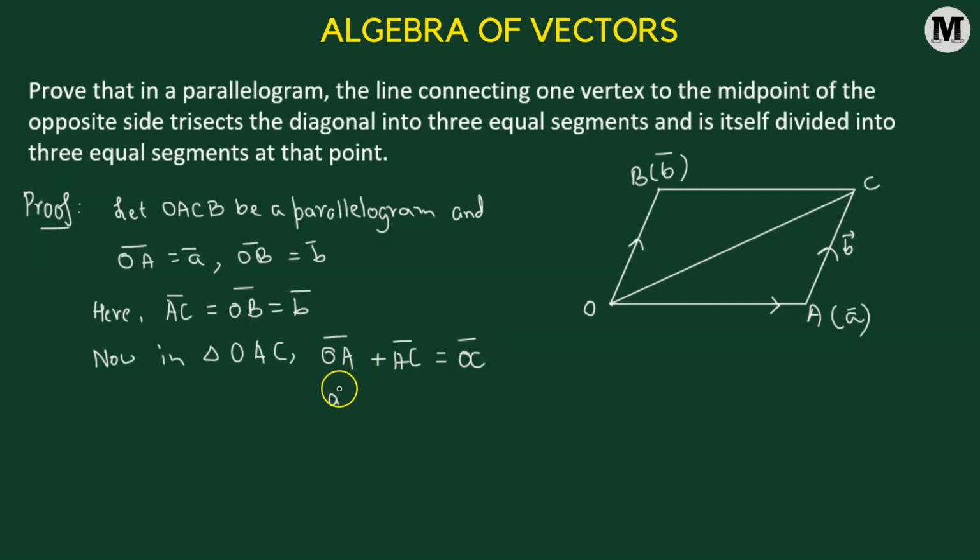Now what is vector OA? That's the vector A. Vector AC is the vector B. This will be equal to vector OC. Now that means the position vector of the vertex C is going to be vector A plus vector B. Fine.